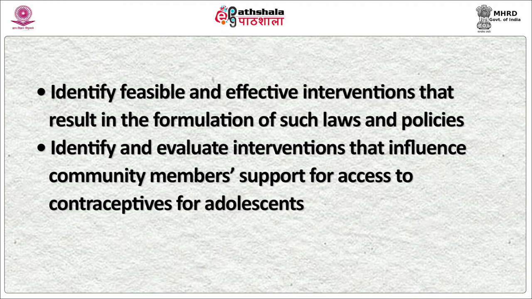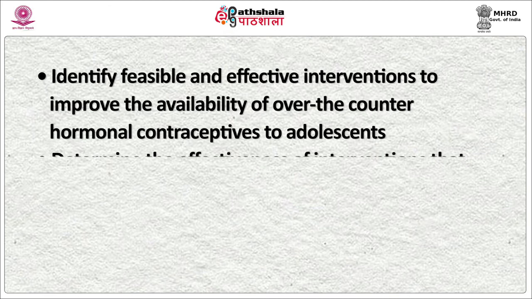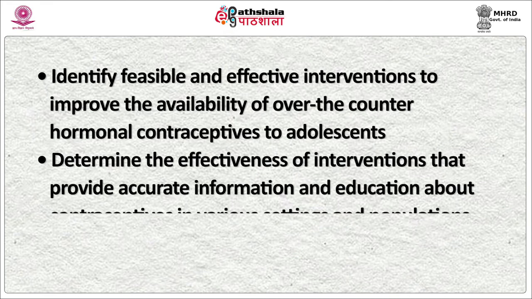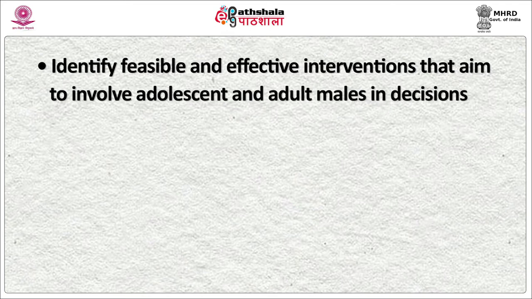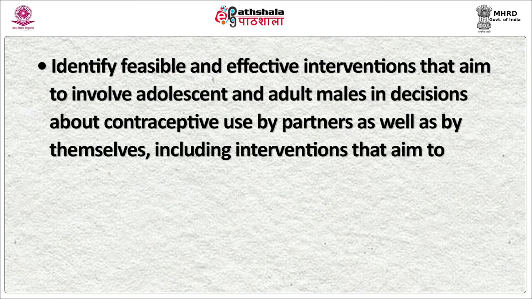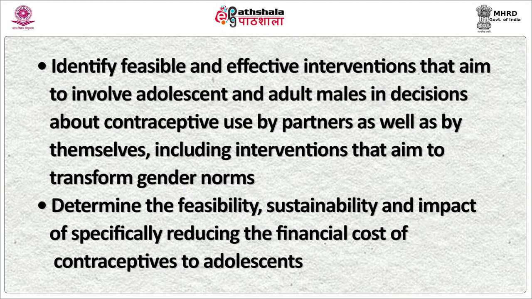Also, one can undertake research to identify feasible and effective interventions to improve the availability of over-the-counter hormonal contraceptives to adolescents. Also, some research can be undertaken to determine the effectiveness of interventions that provide accurate information and education about contraceptives in various settings and populations, both in school and out of school children. Identify feasible and effective interventions that aim to involve adolescent and adult males in decisions about contraceptive use by partners as well as themselves, including interventions that aim to transform gender norms.